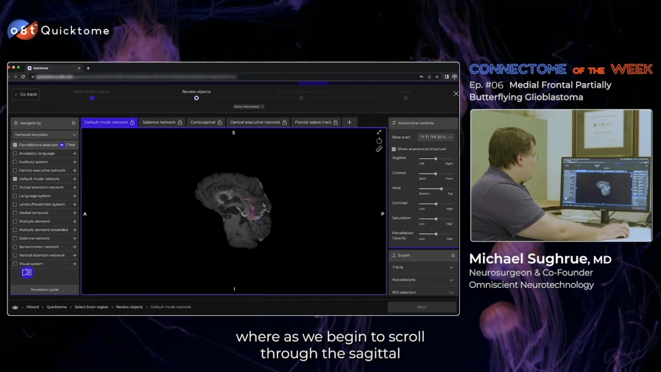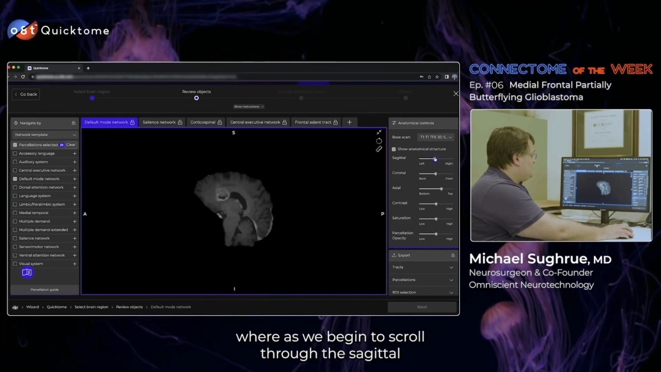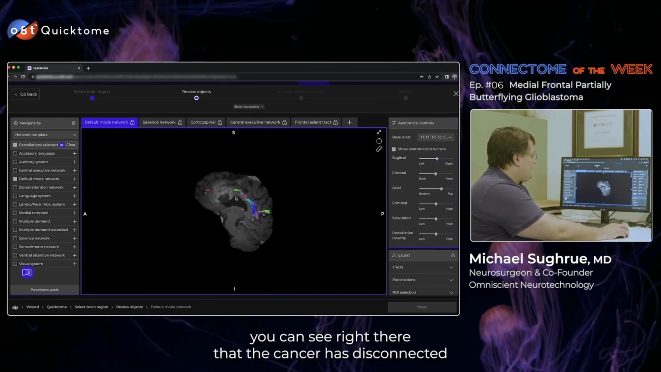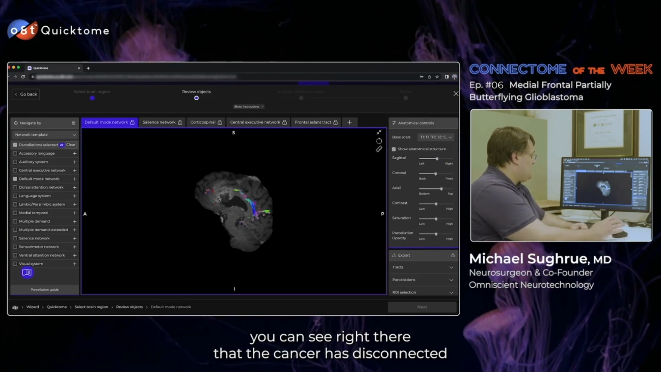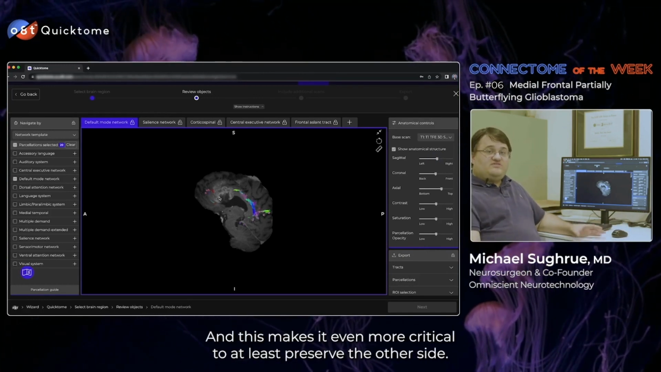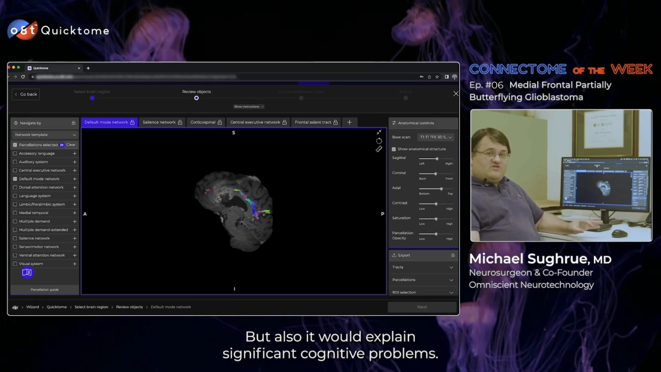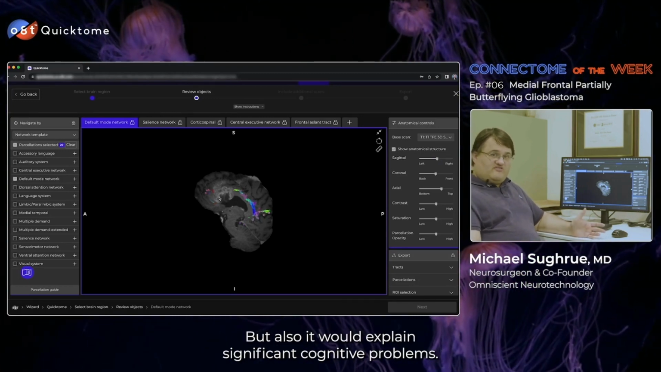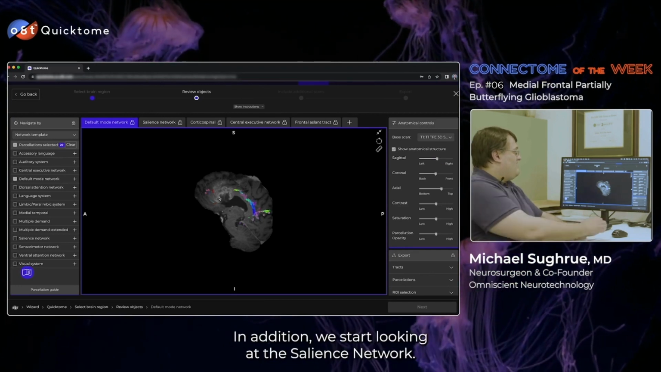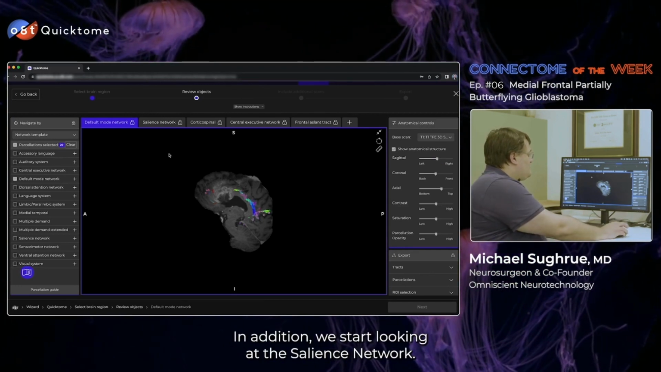where as we begin to scroll through the sagittal, you can see right there that the cancer has disconnected that part of the default mode network. And this makes it even more critical to at least preserve the other side, but also it would explain significant cognitive problems. In addition, we start looking at the salience network.